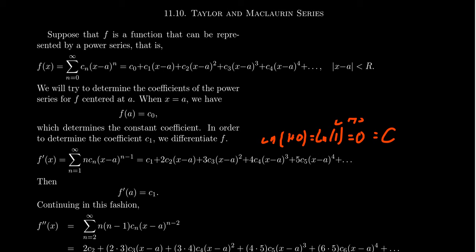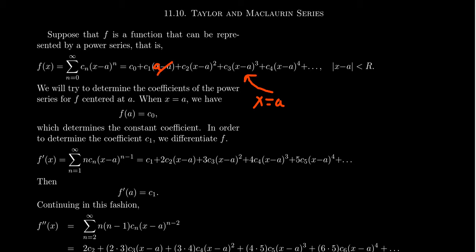We can do that same trick right here. If we plug in the center of the power series, so in this case x equals a, well, when we do that, you get an a minus a, which goes to 0, and again an a minus a, which goes to 0, and all of these terms will disappear with the exception of the constant term, the exact same trick that we did before.